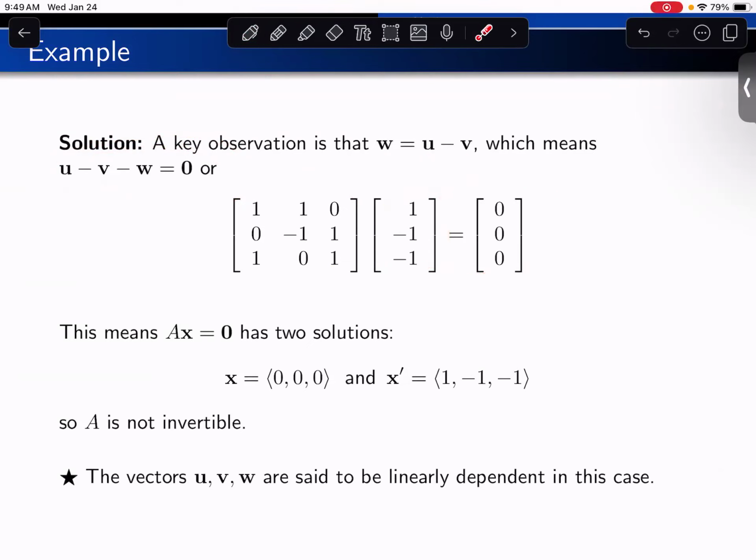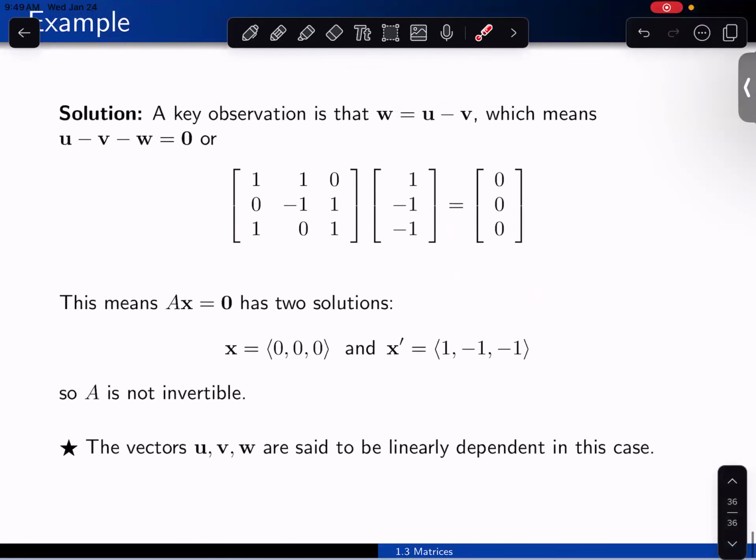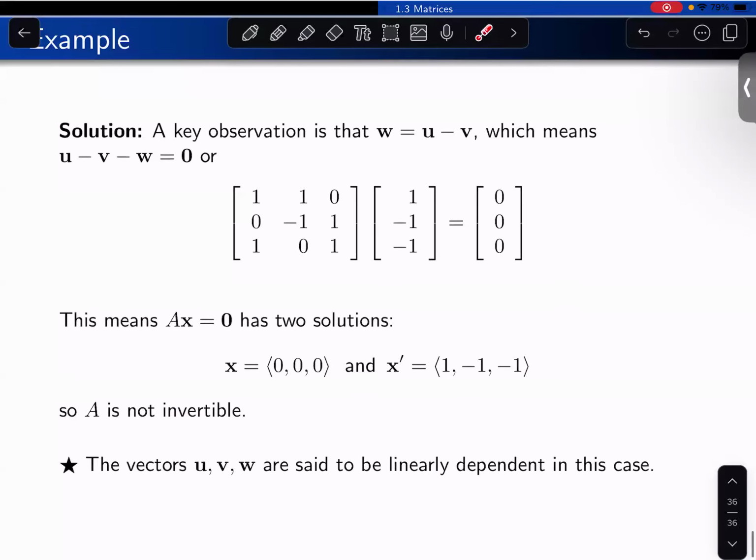So you see that you can multiply this matrix by something that's non-zero, and you end up getting the 0 vector back out. So this means that the equation Ax equals 0 has two solutions. It has this solution here, the 0, 0, 0 vector, but then it also has this solution here. So this implies that A is not going to be invertible, which then means that these vectors are not linearly independent, they're linearly dependent. So this is something we'll talk about in more detail later on. Again, this is just a preview to develop intuition.